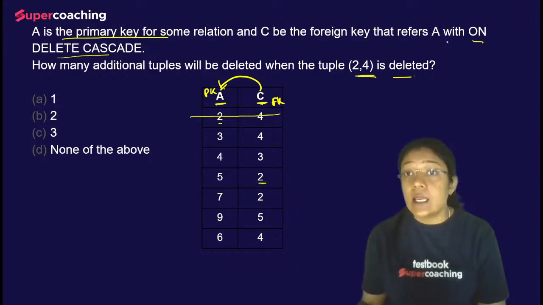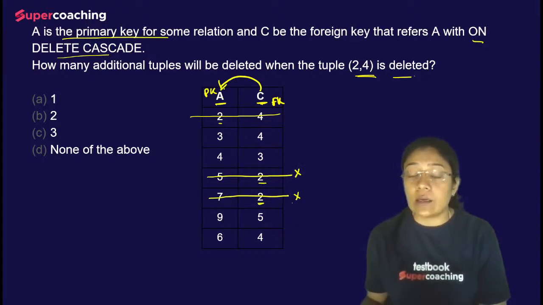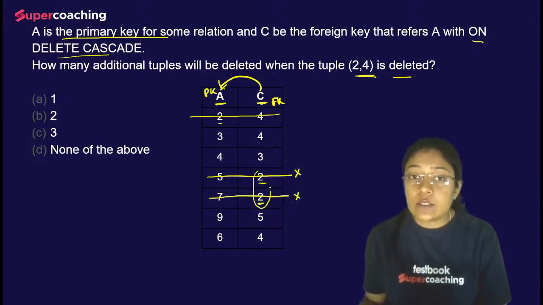So this is on delete cascade, so this tuple will also be deleted. Two values available here, this tuple will also be deleted. When we were deleting these two values from this relation, so 5 and 7 got deleted. This means that 5 and 7 should not be allowed under C. 5 and 7 is used, 5 is used here, so it is being referred here.